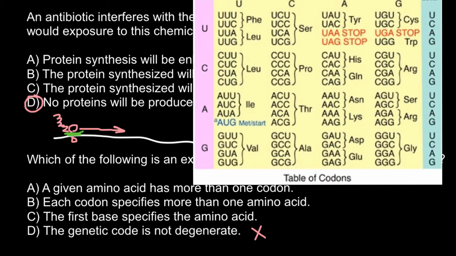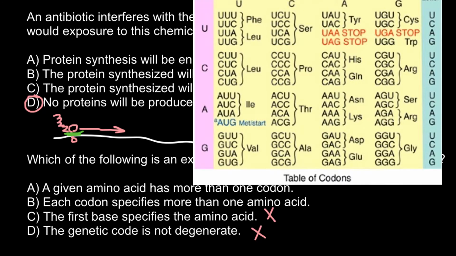And answer C, the first base specifies the amino acid. If we take a look, we would see that usually the first two bases in any of the amino acids would be the same, and normally only the last one can be different. So the first two would specify the amino acid, and the only exclusion from this rule is leucine, which has the first two bases different, with two variants. So this is also not true.